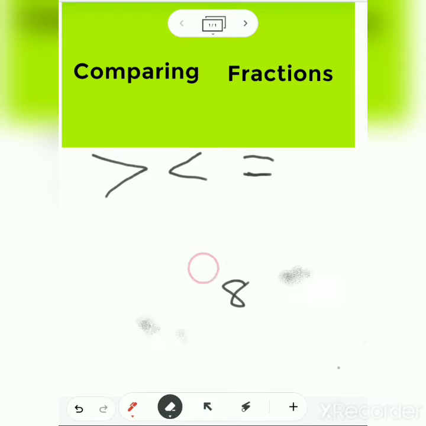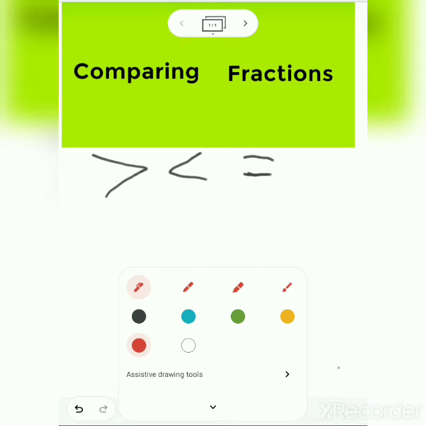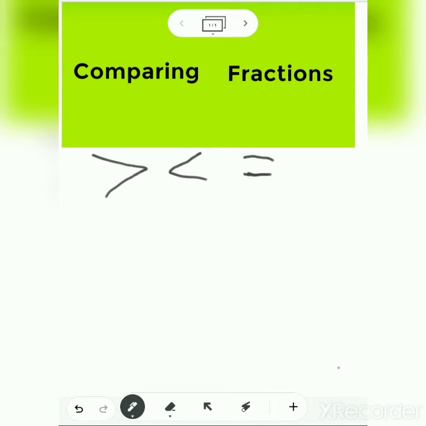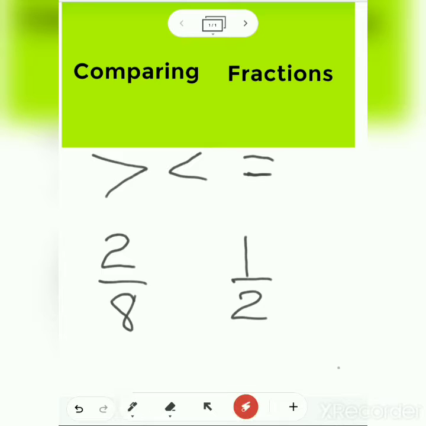Let's take a look at another fraction now. So our second fraction that we are looking at this time is 2/8, and we have a half. Now this time around, what do you notice? We notice that the denominators here are no longer the same. They are different. And so we call these set of fractions unlike fractions, because they have different denominators.